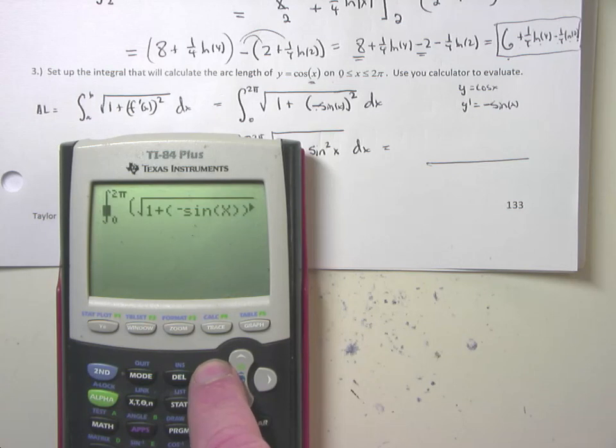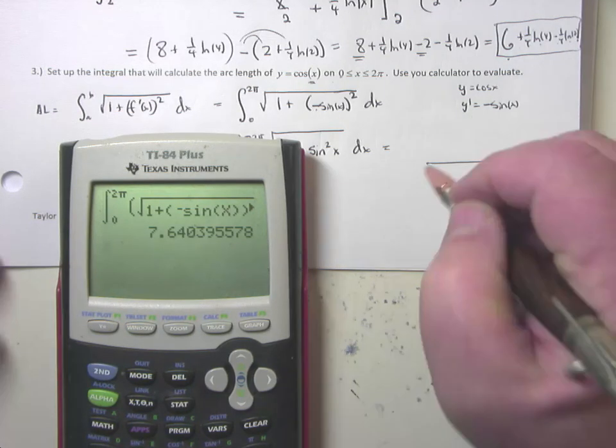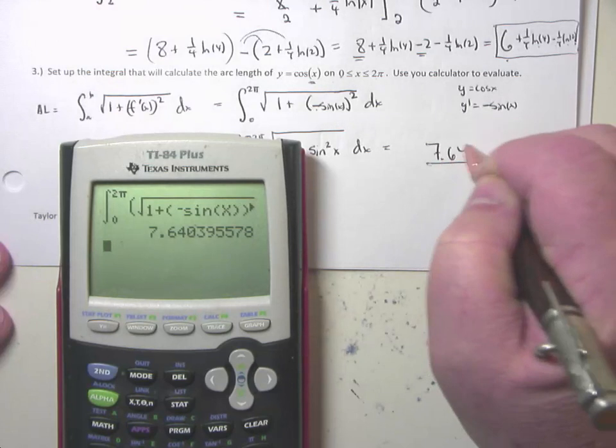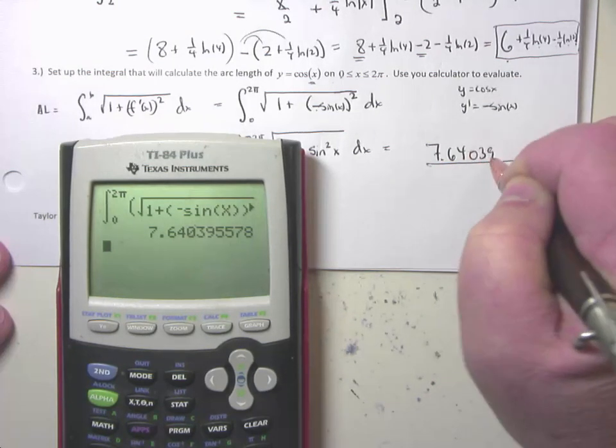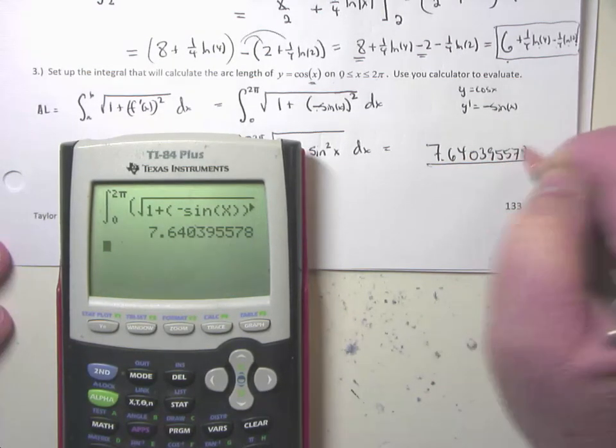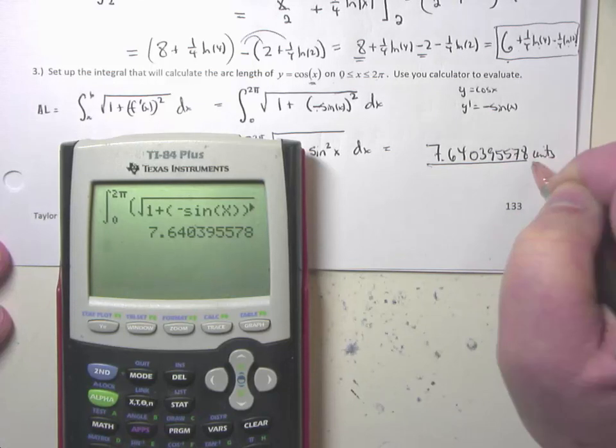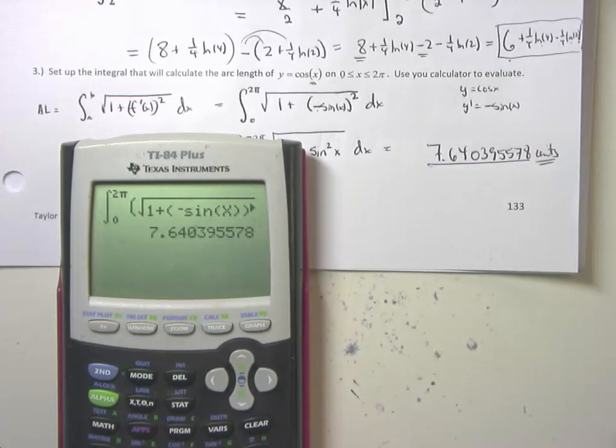Now everybody double check this and be honest with me. I'm going to hit enter, and then it's going to give me an answer. What did I get? I got 7.640395578 units, because it's arc length. And somebody here didn't get that answer, I promise you, because I've seen it on the test too many times, and they did everything I did.